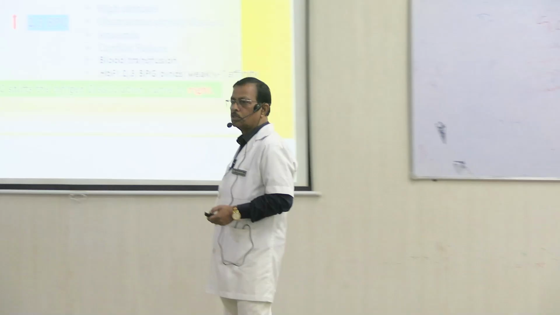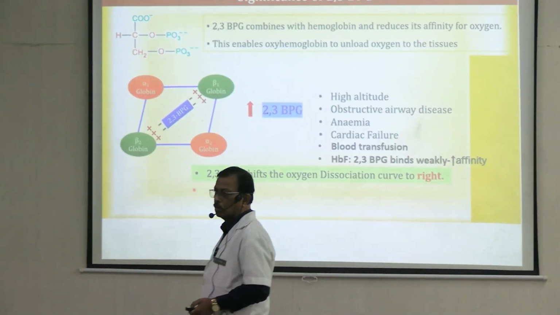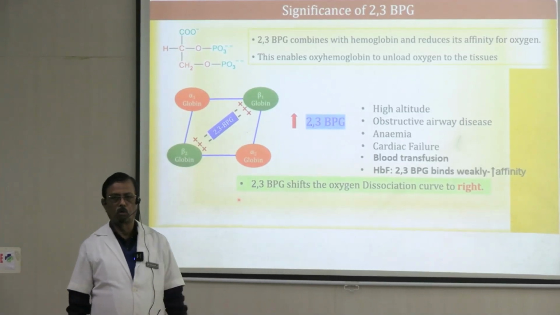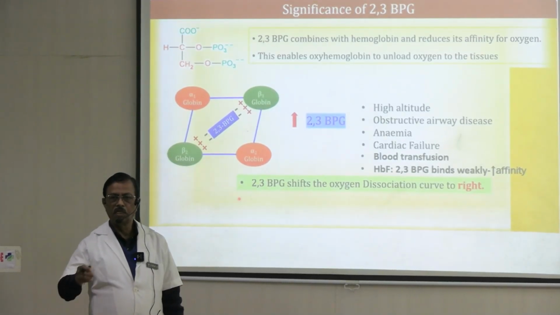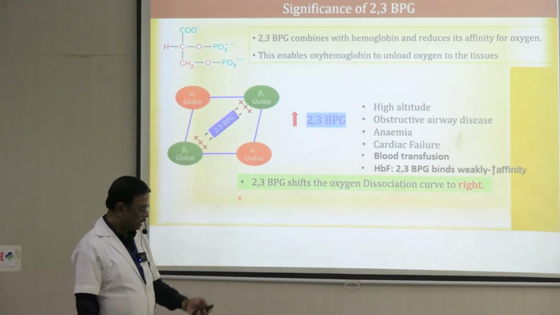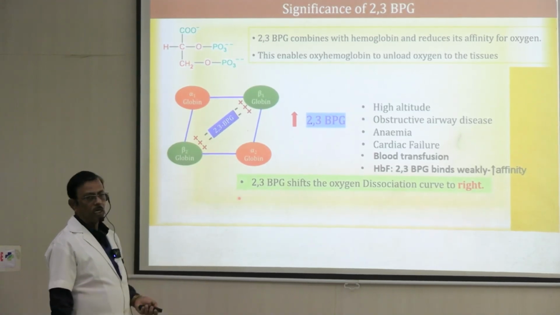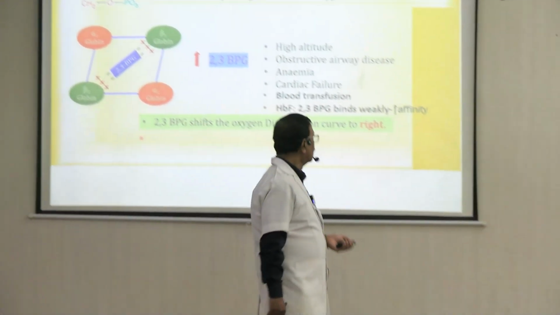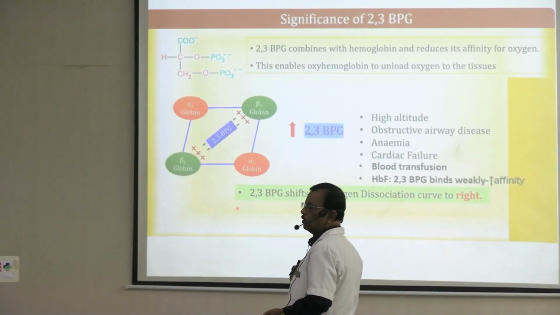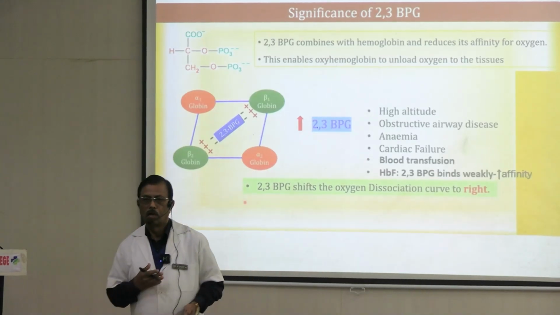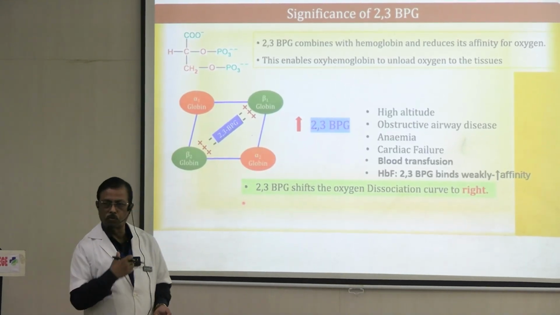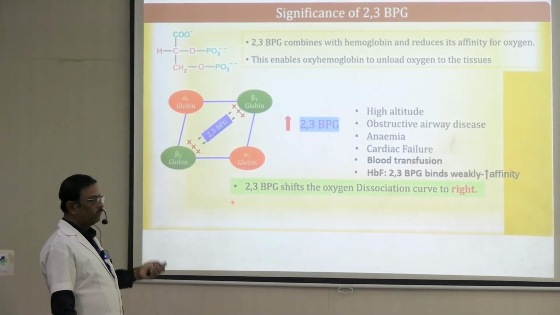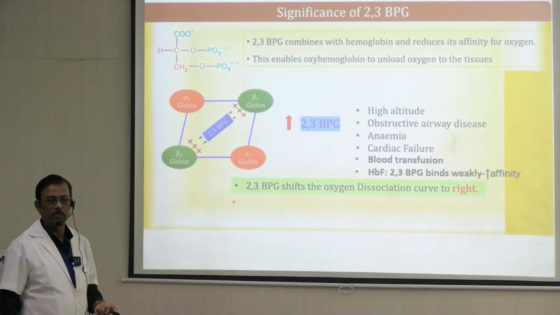So, binding of 2,3-BPG to the hemoglobin reduces the affinity of oxygen towards hemoglobin. That means oxygen can be easily released from the hemoglobin. So, where do we need it? At high altitude, the partial pressure of oxygen is very low. Then in obstructive airway disease, oxygen diffusion into the blood from the lung is very low. Then anemia, oxygen carrying capacity has gone down. Cardiac failure, supply of blood to the periphery is very low.